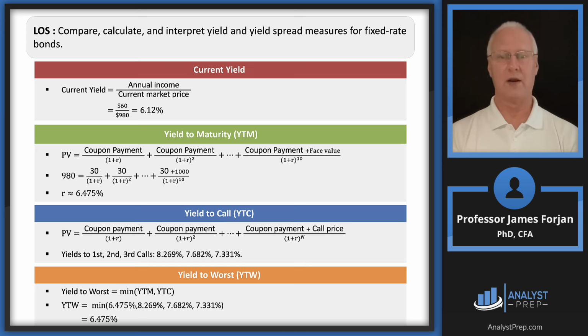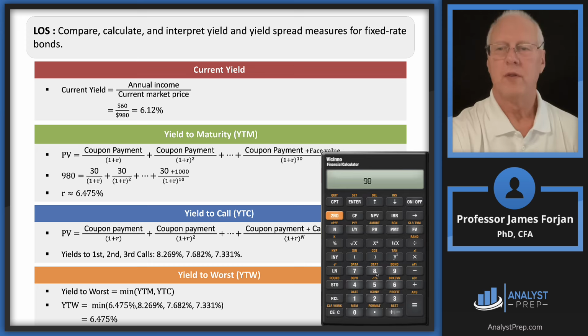So let's go ahead and get our calculators out. I'll show you on our online calculator. Let's do YTM and YTC. Remember, there's really no particular order that we need to worry about. So let's do 980, make that negative. That's present value. Let's do 30 as payment.